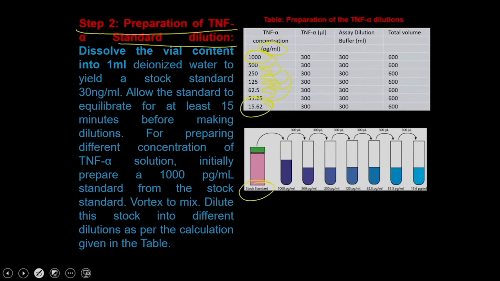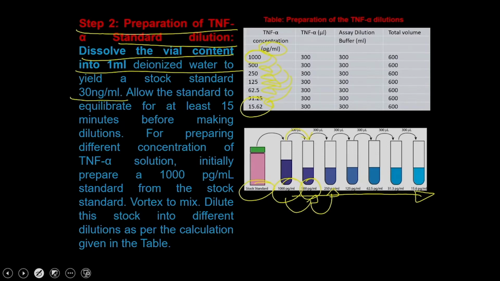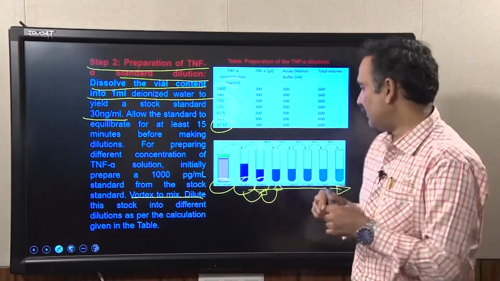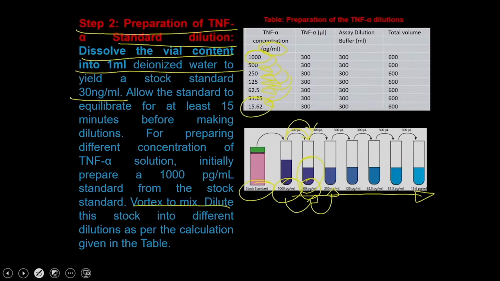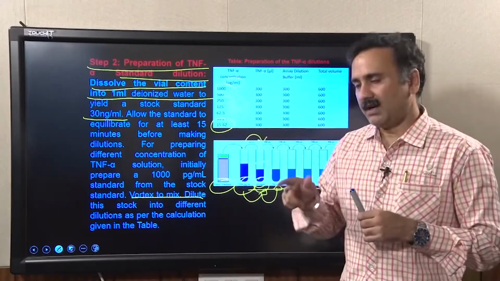You start with the stock solution, and first you prepare the 1000 picogram per ml. You take 300 microliter and dilute it, and every time you are diluting by half into the individual eppendorfs, and that is how you prepare the complete dilutions. You take whatever content comes with the kit into deionized water to get a stock of 30 nanograms per ml, and then you make the dilutions. You vortex the mixture so that the dilution is homogeneous, and only then prepare the serial dilutions, because once you add things you have to mix thoroughly so that it is homogeneous, and only then take out an additional 300 microliter to make the next dilutions.